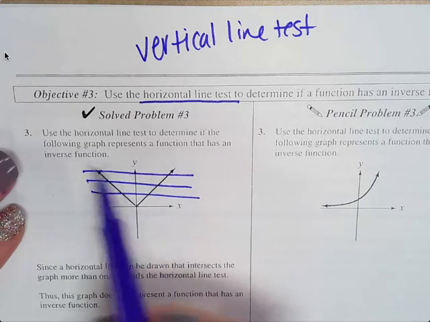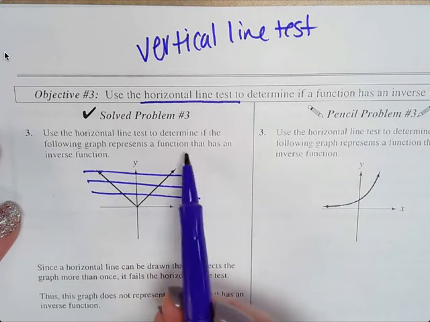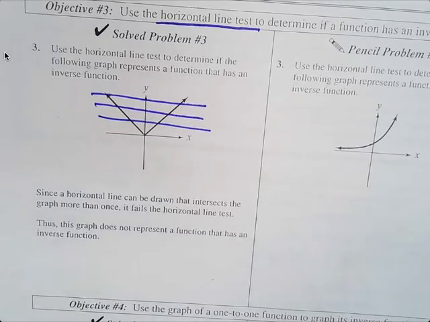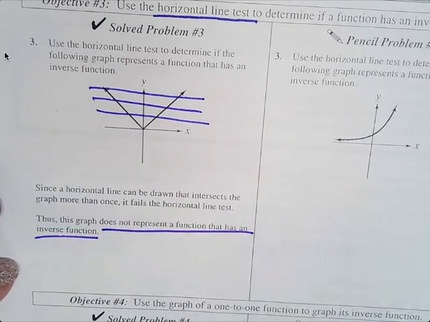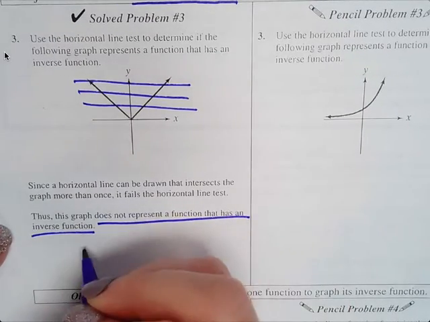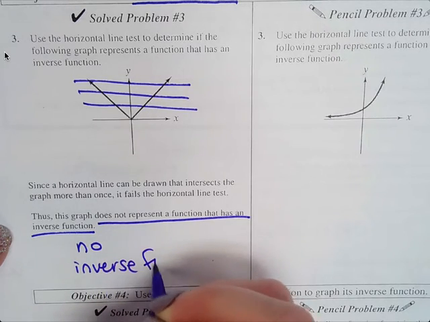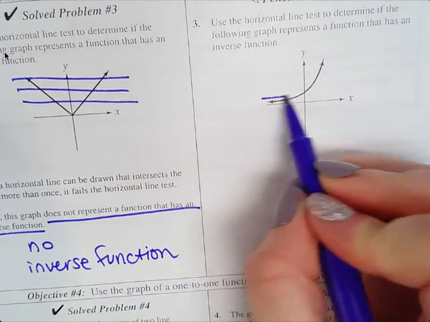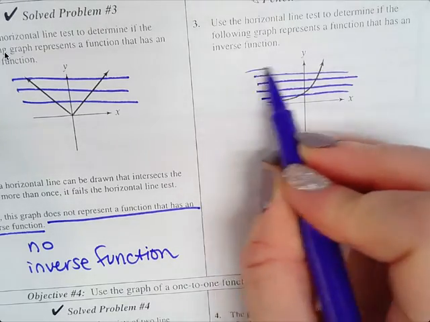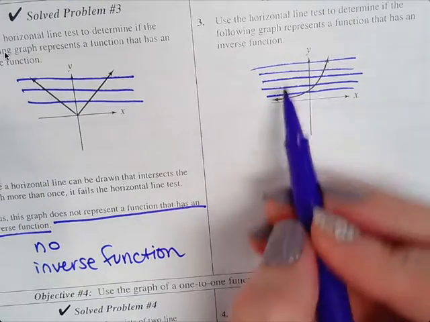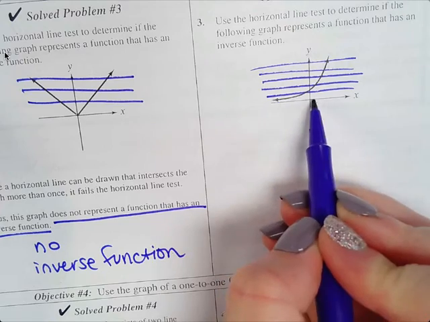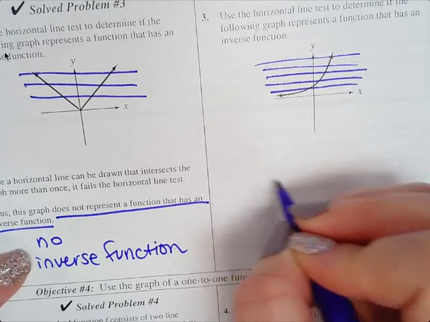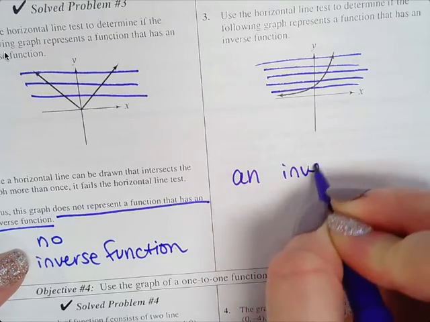So use a horizontal line test to determine if the following graph represents a function that has an inverse function. So since a horizontal line can be drawn that touches the graph more than once, this function does not represent a function that has an inverse function. So no inverse function. So then the other one, horizontal lines. That one looks pretty good. This is going to get closer and closer to that x-axis. So it still passes. An inverse function exists.